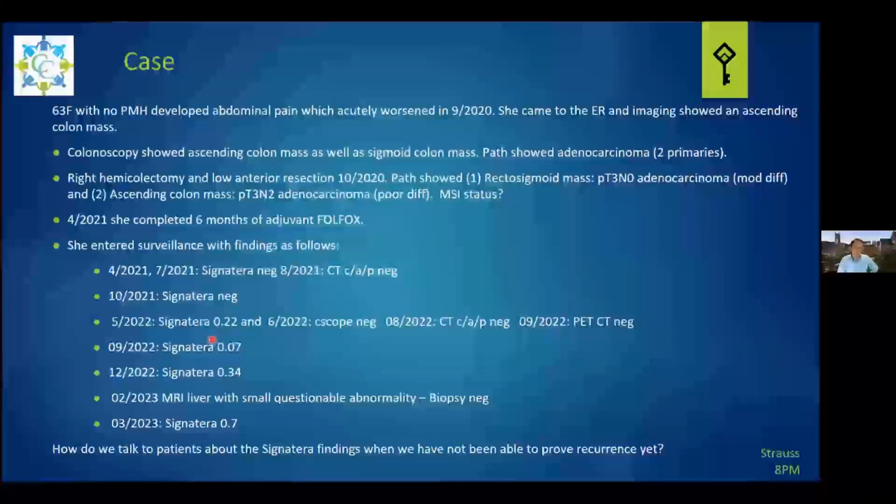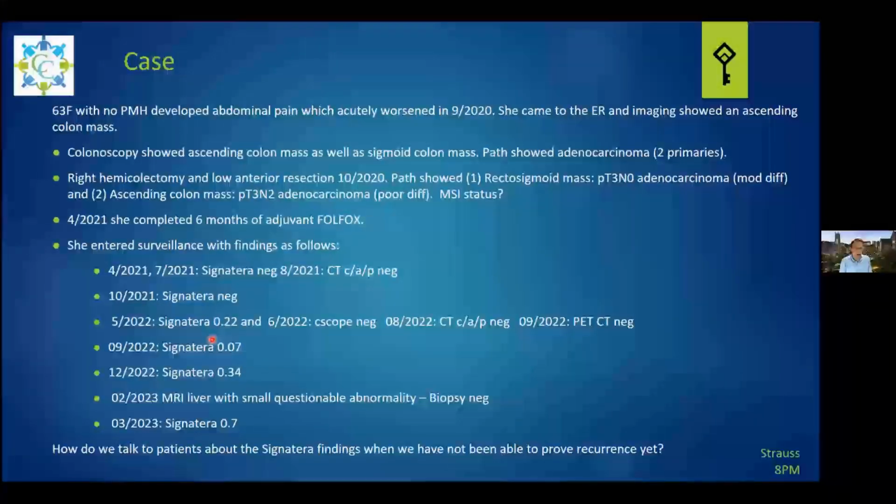So this is your patient, 63-year-old, no past medical history, came into the ER with severe abdominal pain, ascending colon mass. Colonoscopy shows 2 masses, an ascending colon mass as well as a sigmoid colon mass, 2 primaries. This happens sometimes. Right hemicolectomy was performed, as well as low anterior resection, and the rectosigmoid mass was a T3N0, lower risk stage 2 cancer. The ascending colon mass looked very high risk, T3N2, poorly differentiated.